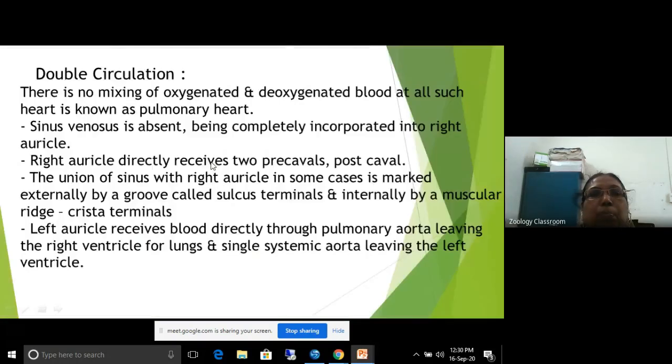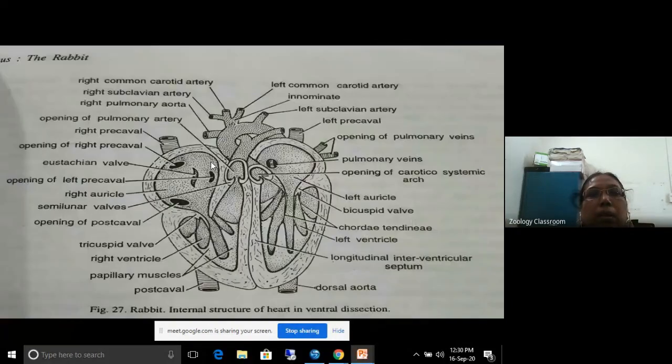Next, the rabbit heart or mammal heart. So this is the right auricle, and this is the left auricle. In between them there is a partition called the interauricular septum. This is also the interventricular septum.